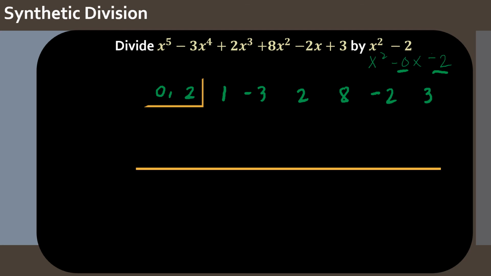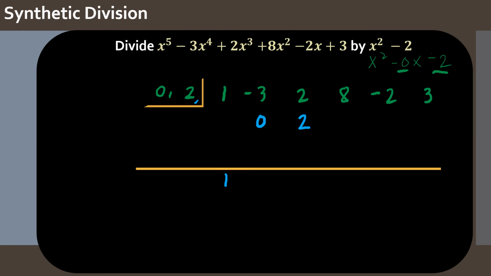Kailangan muna natin i-bring down si 1. And then we have to multiply. 1 times 0 is equal to 0. Ilalagay natin ito sa tapat ni negative 3. Pero si 1 ay kailangan din natin i-multiply sa 2. So, we have 1 times 2 is equal to positive 2 at ilalagay natin sa kasunod pang column.